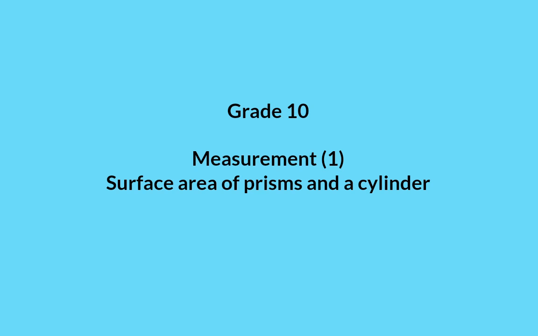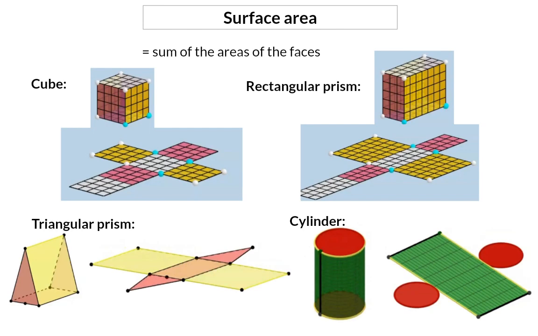In this first video for measurement grade 10, we're going to revise the surface area of prisms and a cylinder. The surface area of a three-dimensional shape is determined by adding up the areas of all the different faces. If you can open up a three-dimensional shape into a net, it is easy to see how many faces there are. For example, a cube has 6 identical square faces.